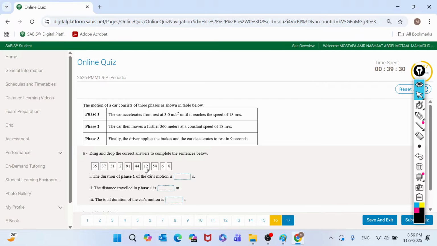All right, so the duration of phase 1 of the car's motion, we need to calculate it. So v equals a t plus v0. From rest, so v0 is 0, plus acceleration is 3, so 3t plus 0 equals 18, because that's the v final. So t is 6.